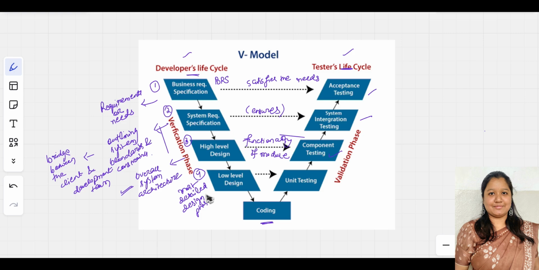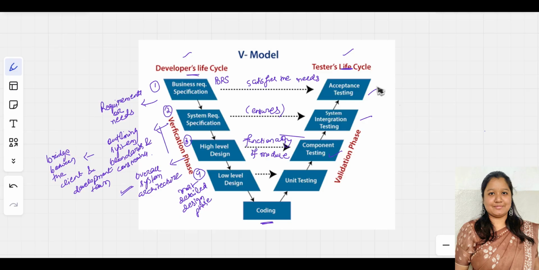By planning these details in advance, the risk of coding errors is significantly reduced. So in this way, the developer is making himself ready for moving into the coding phase. Corresponding to this, in the validation phase, you have your unit testing.